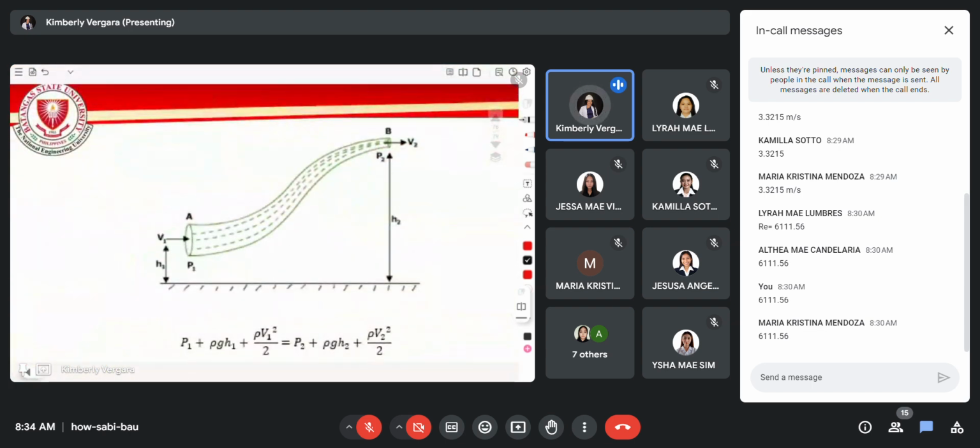So, this is our formula. Please kindly take note of this. This is our formula for Bernoulli's equation.